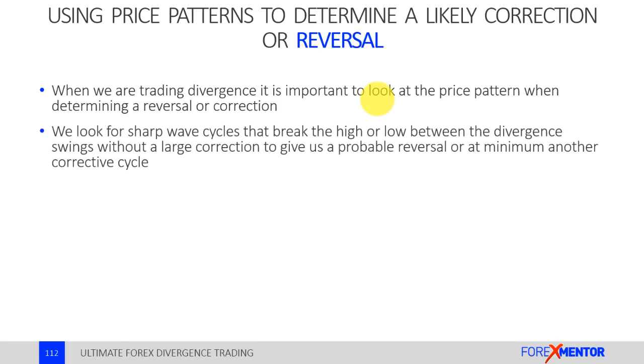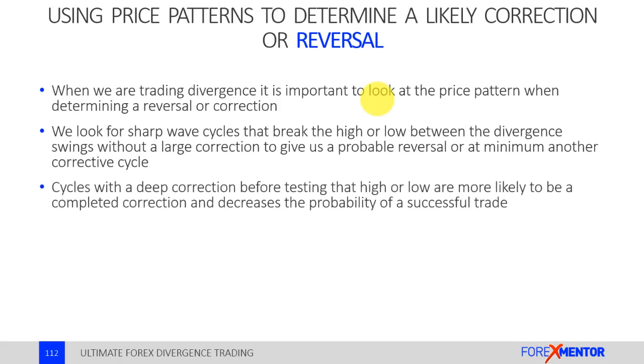Okay, so we look for sharp wave cycles that break the high or the low between the divergent swings without a large correction to give us a probable reversal or at minimum another corrective cycle. So basically, we look for price cycles to come in at least threes. So the sharper the cycle on the same degree, the more likely it is that it is a single cycle and it will correct and go into another cycle in that same direction.